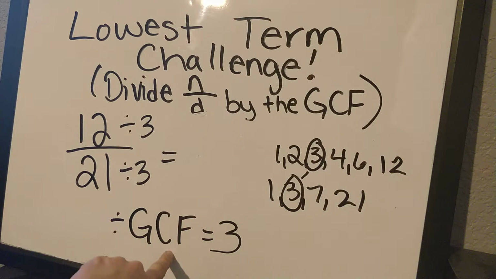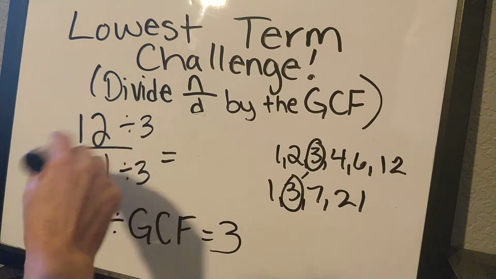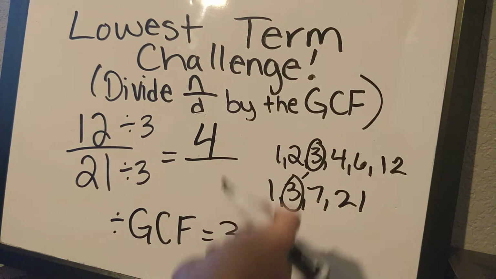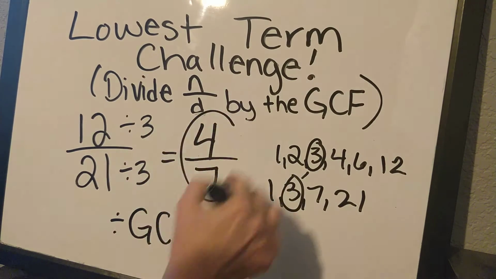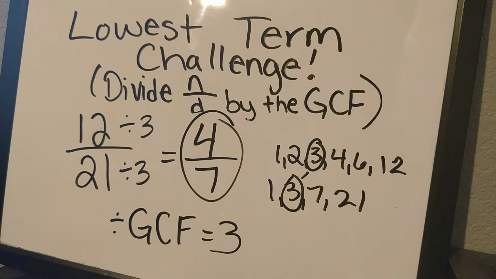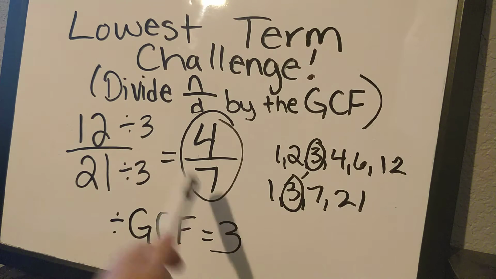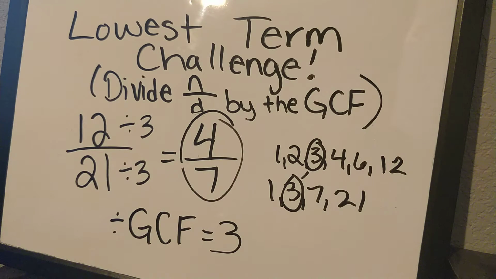So we divide by our GCF. That's it. So what is 12 divided by 3? 4. What is 21 divided by 3? What times 3 is 21? Oh, that's 7. Boom. 12 over 21 is equal to 4 over 7. They are equal fractions, but just as low as it could possibly go. That's it. Lowest term challenge.